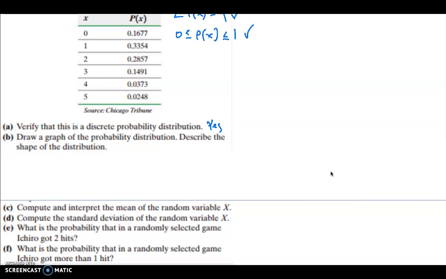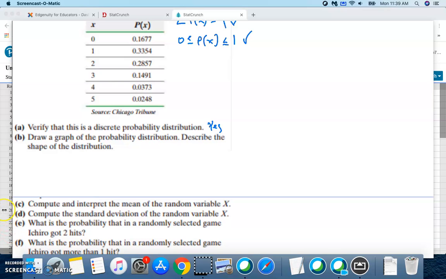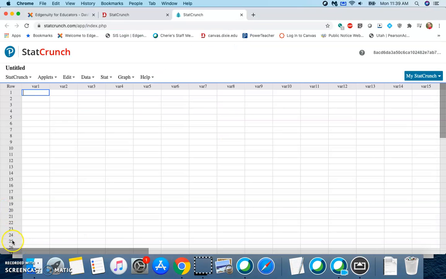So when we are drawing this, we are going to be using StatCrunch, so I don't expect you to draw this on your own. So I'm going to jump over to StatCrunch. I do need to input my data, and then we'll come back. Okay, so now I've got my variables and their corresponding probabilities.